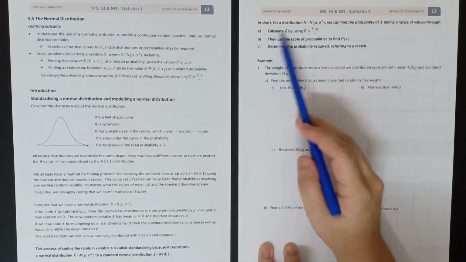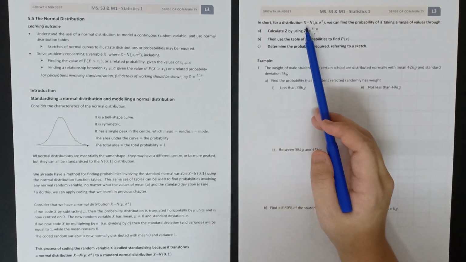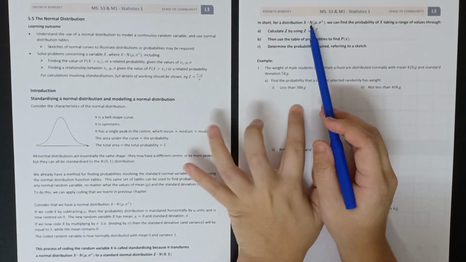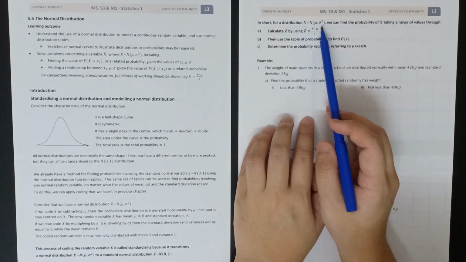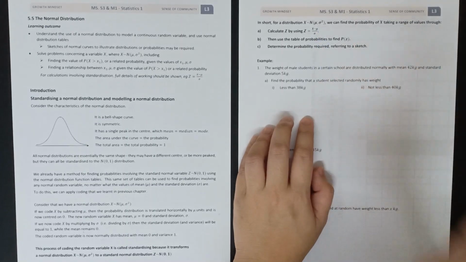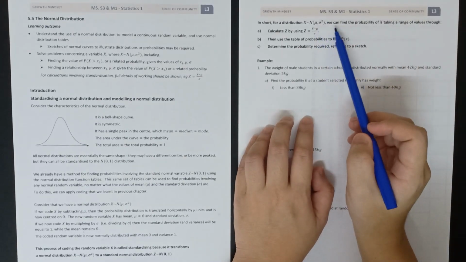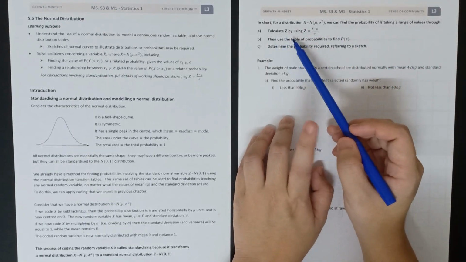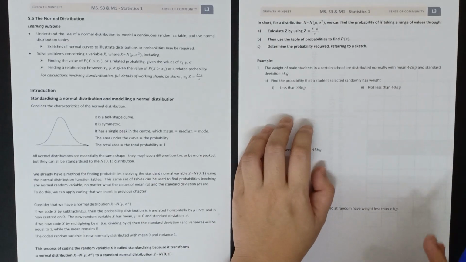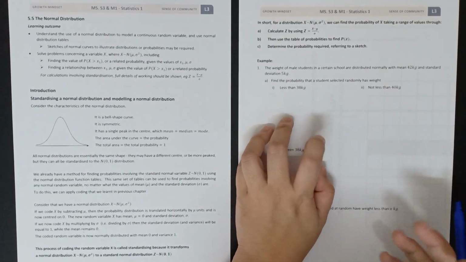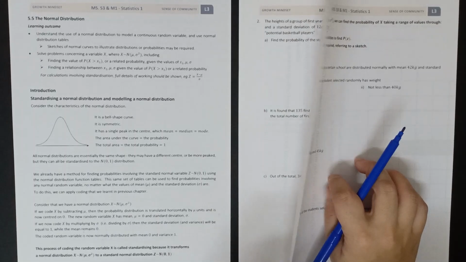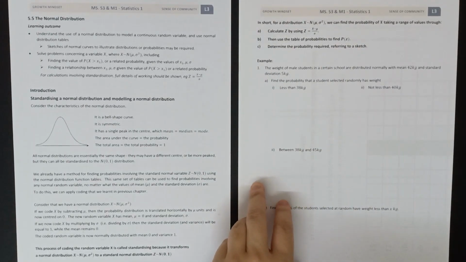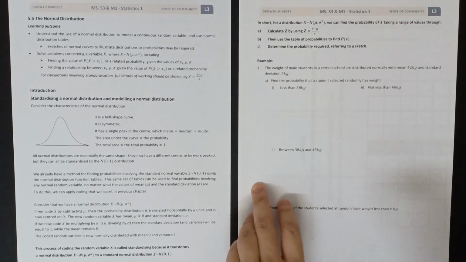So in short, for a continuous random variable x that is normally distributed with a mean and a standard deviation, and a variance of sigma squared, we can find the probability of x taking a range of values by calculating the z first, meaning you are going to do the standardization. Then you are going to do exactly the same thing that you have learned in the last two lessons. Okay, so now we are going to apply the skill in some examples.